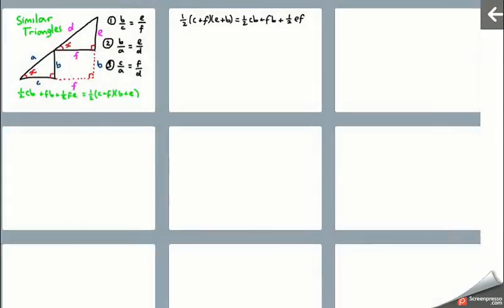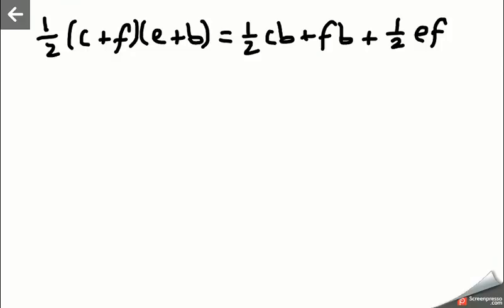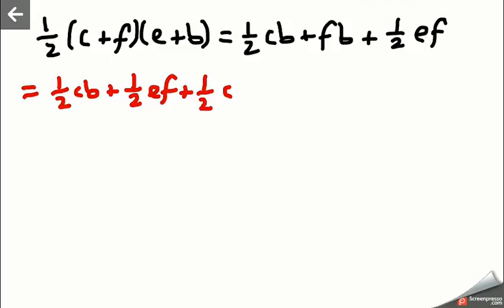Okay, so let's go to a different board. I've rewritten the equation. I know this was on the other side before, but I'm sure you'll cope with swapping sides. Okay, so now let's expand the left-hand side. When we expand the left-hand side, we get 1/2 times CB plus 1/2 times EF plus 1/2 times CE plus 1/2 times FB.